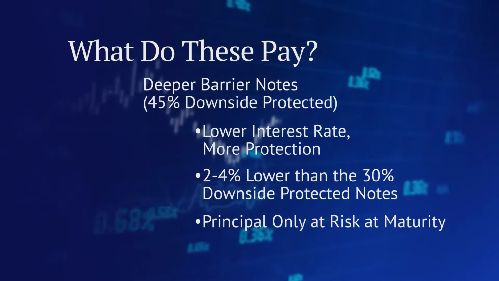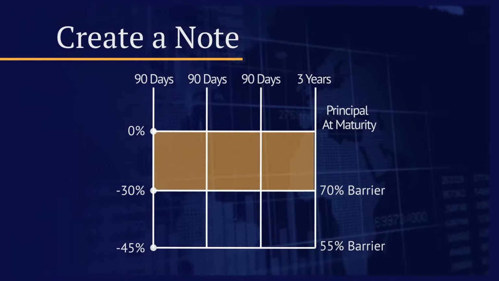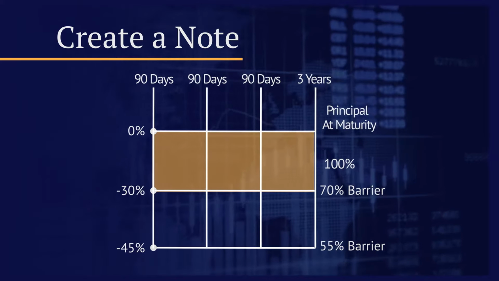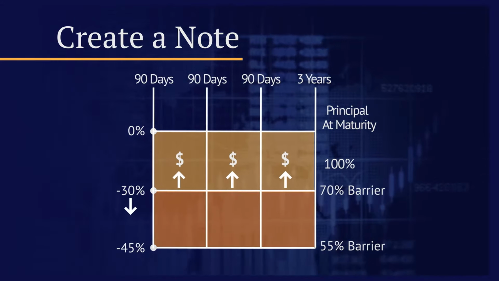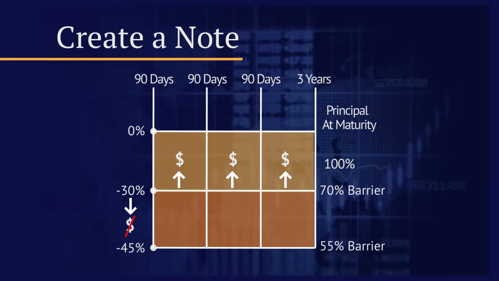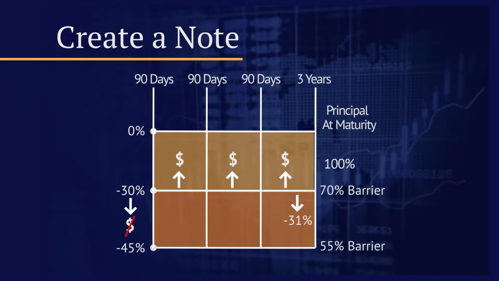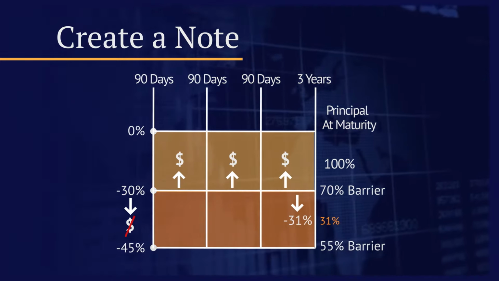Your principal would only be at risk at maturity. For example, if the market is down between 0 and 30% at maturity, you would get 100% of your original investment back, plus your income payment. But if it's down more than that, then you would have a risk of losing part of your principal. So if it's down 31% with a barrier, you would actually lose 31% of the original principal and miss your coupon payment for that quarter. That sounds very risky, but let's take a look at and diagram what that would actually look like.